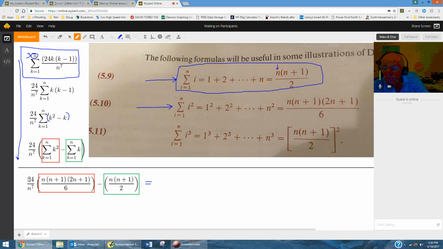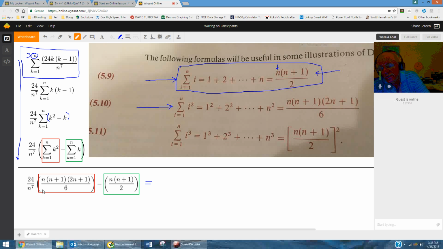So that's what I've done below the black line. I have replaced the summation notation with its equivalent formula in terms of n. And similarly for the green rectangle, I've substituted this one right here for the sum from k equals 1 to n of k. Now it's just a matter of simplifying this as much as possible.